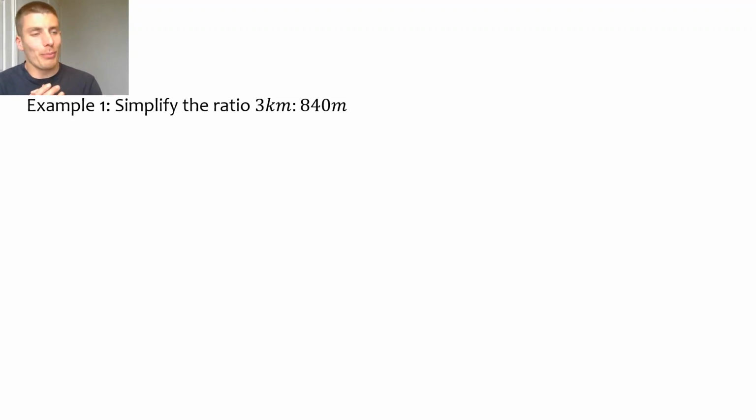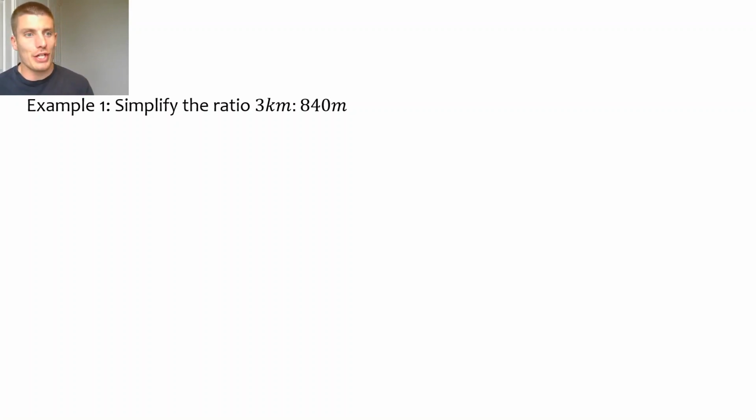Okay, on to example 1 from the textbook, which is 1.1 in the textbook, which says to simplify the ratio 3 kilometers to 840 meters. You've seen this before, a lot of GCSE. It won't be anything crazy for a lot of you guys, but let's go through it.